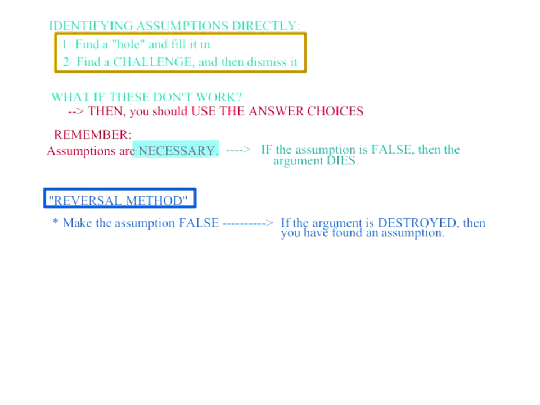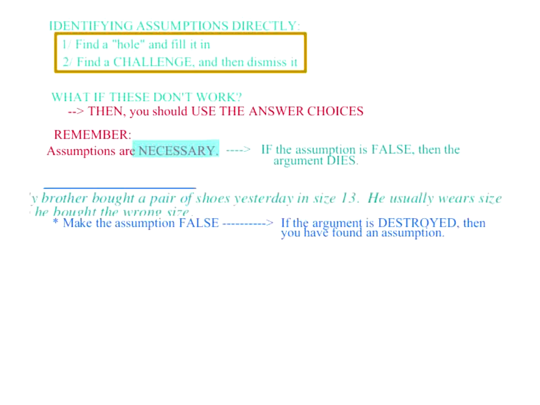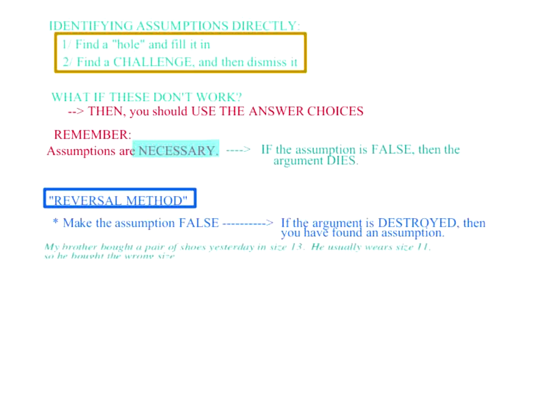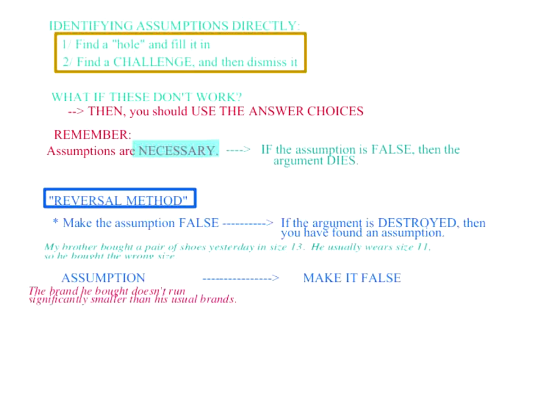Let's take the argument about my brother and his shoe size, and then let's take the assumptions that we got and talk about the reversal method here. The argument there was this, just to remind you: my brother bought a pair of shoes in size 13. He usually wears size 11, so he bought the wrong size. So let's take these assumptions that we came up with, let's make them false, and then let's see what effect that has on the argument.